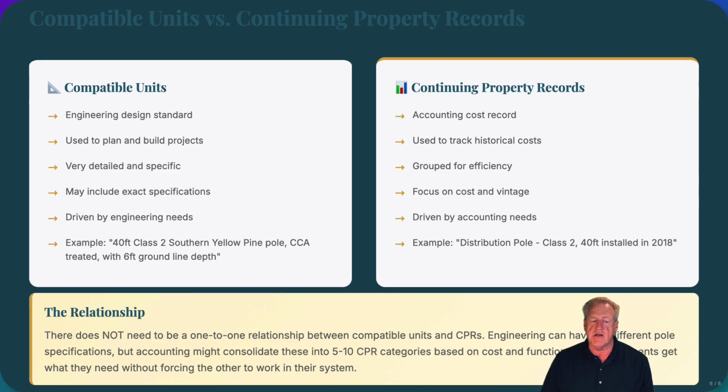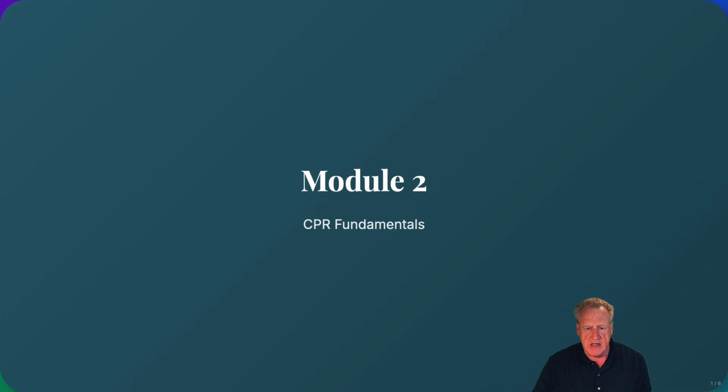And there does not need to be a one-to-one relationship between compatible units and CPRs. Like it says here, engineering can have 50 different pole specifications, but accounting is going to distill those down in maybe 5 or 10 continuing property record categories. The distinction there is you need the detail on the engineering side and less detail on the accounting side.